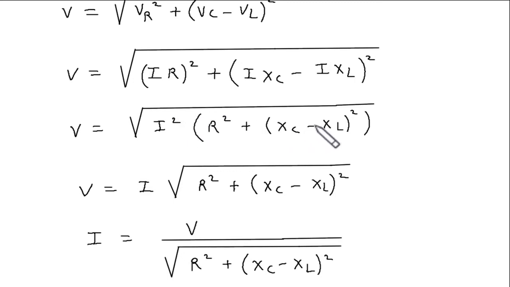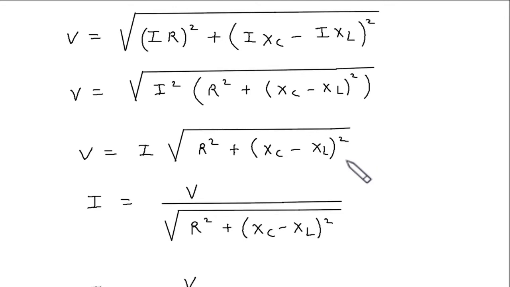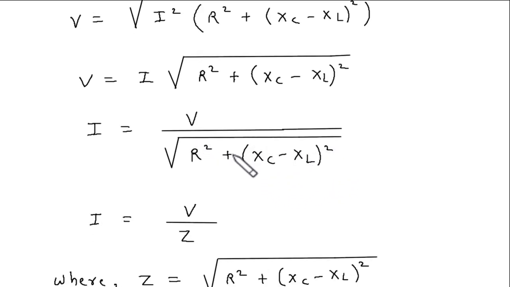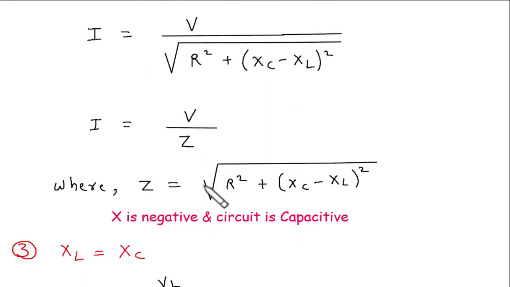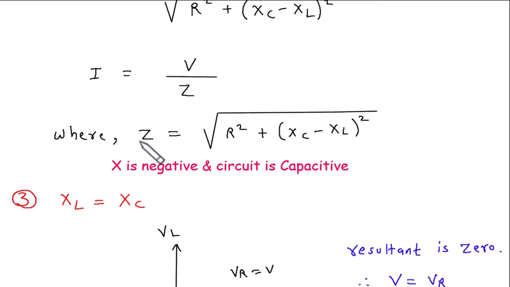Then if we simplify this, V is equal to I under root of R square plus XC minus XL whole square. So from this, I is equal to V divided by under root of R square plus XC minus XL whole square. Now this will be impedance Z. So I is equal to V by Z, where Z is equal to under root of R square plus XC minus XL whole square. So this Z is the impedance.